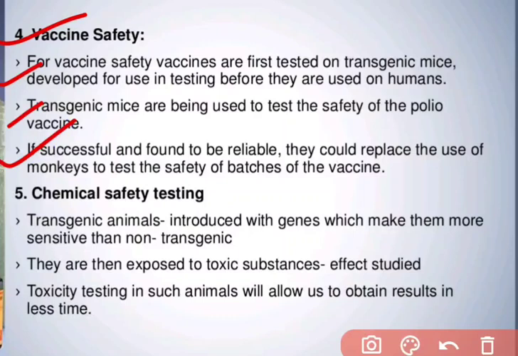If successful and found to be reliable, they could replace the use of monkeys to test the safety of batches of the vaccine. If the vaccine is reliable and successful in transgenic mice, then that could be applicable to replace the use of monkeys to test the safety of batches of the vaccine.